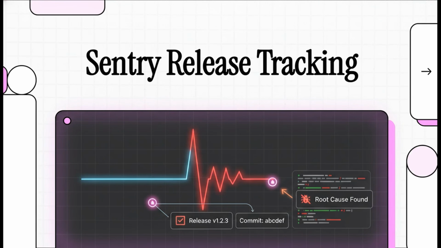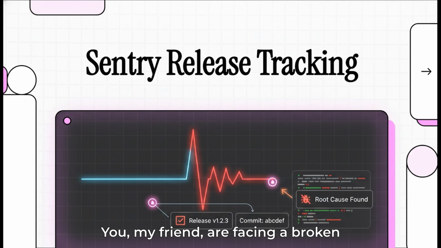Okay, picture this. It's a scenario that literally strikes fear into the heart of almost every software engineer. You know the drill. You're just sitting at your desk, sipping your morning coffee, and suddenly the alerts start absolutely screaming. The application is down, users are getting errors left and right. You, my friend, are facing a broken production environment.